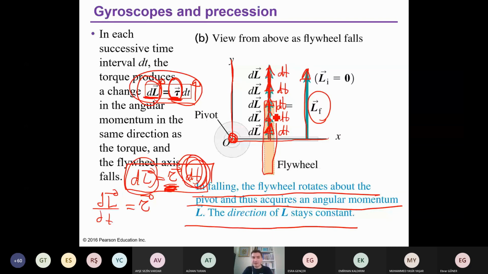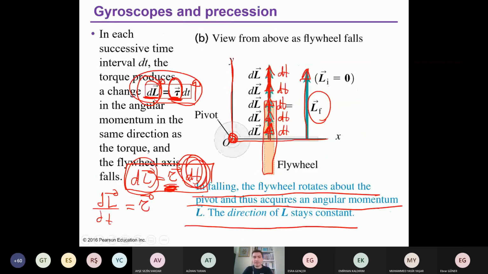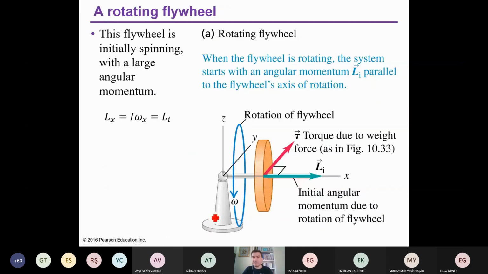But don't forget that this motion is only about this rotation axis, and the flywheel is not rotating, okay? It is just moving in this direction. But now, let me tell you another condition. If the flywheel is rotating, what will happen? So here we have a flywheel, and now the flywheel is rotating, okay?